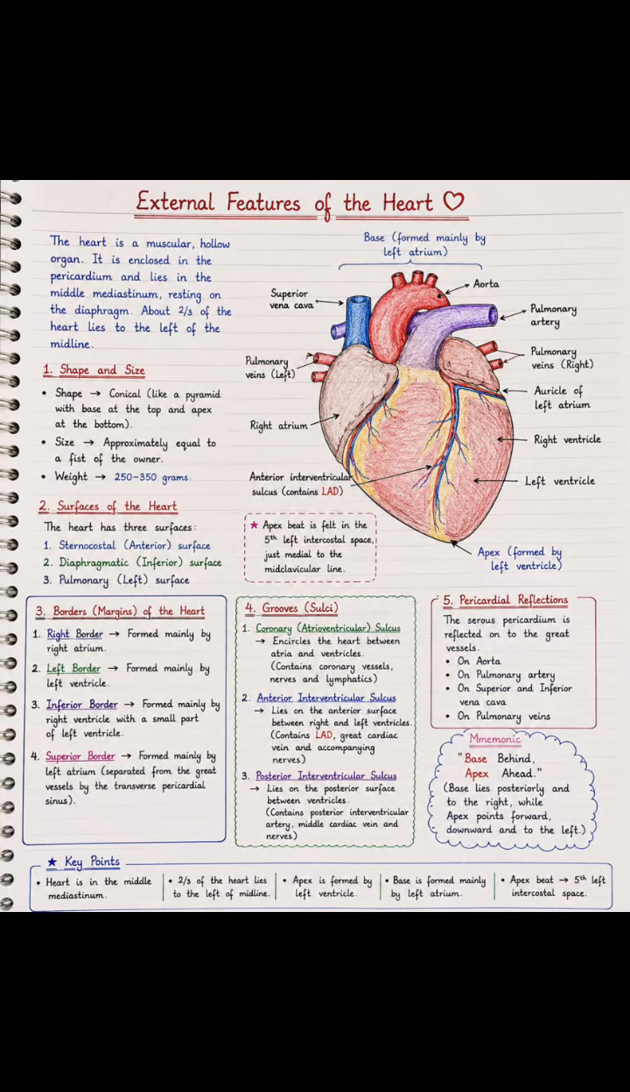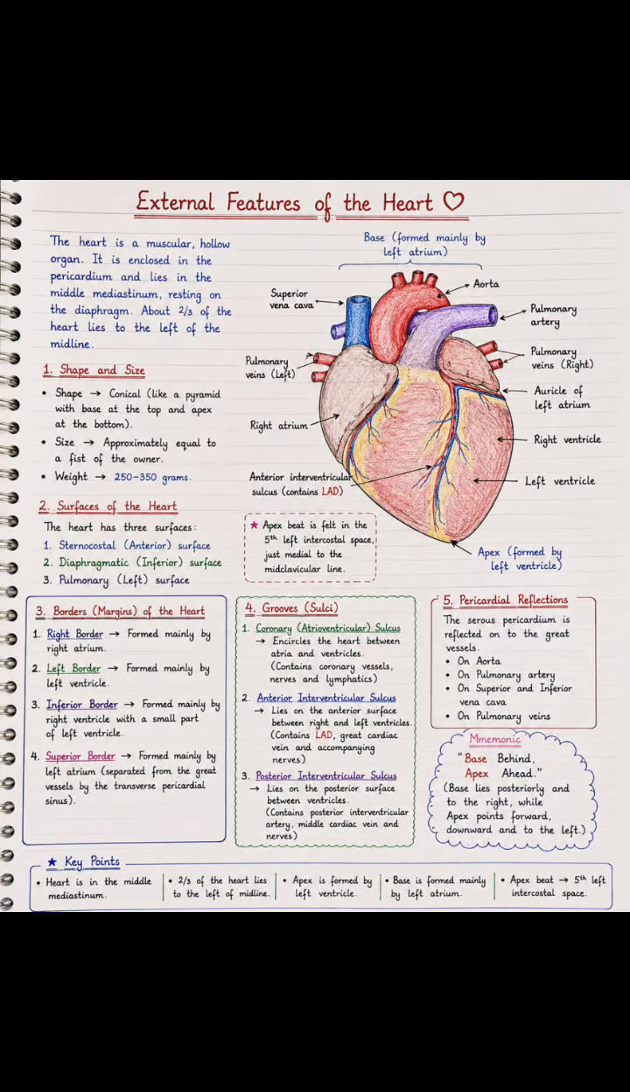Now, there is a simple mnemonic to remember the position of the base and apex. Base behind, apex ahead. This means that the base lies posteriorly and to the right, while the apex points forward, downward, and to the left. Also, the base of the heart is formed mainly by the left atrium, and the apex is formed by the left ventricle. The apex beat is felt in the 5th left intercostal space, just medial to the midclavicular line.